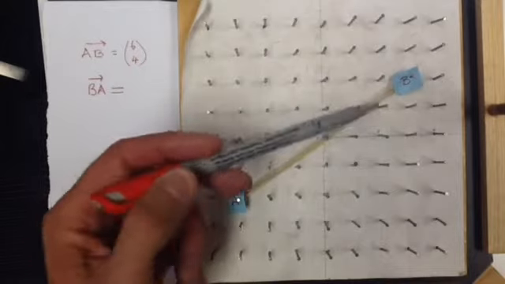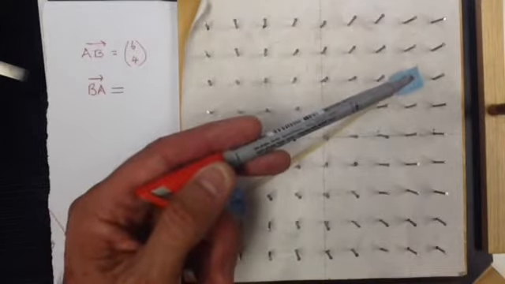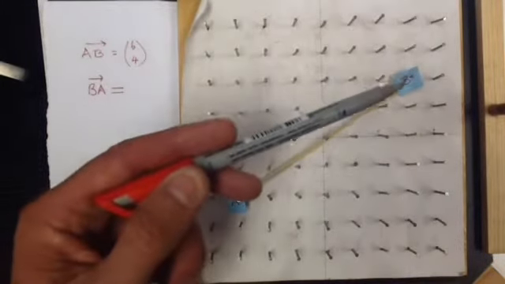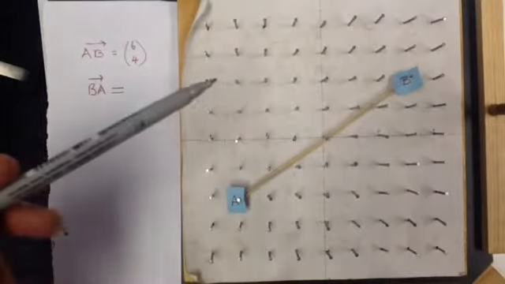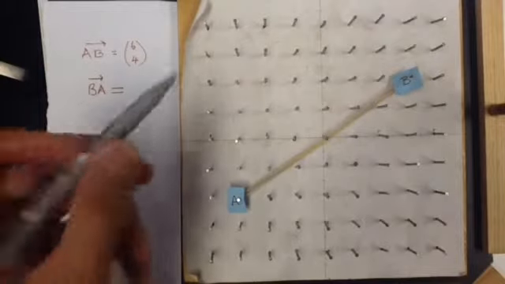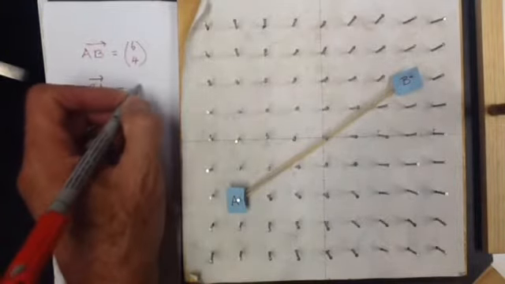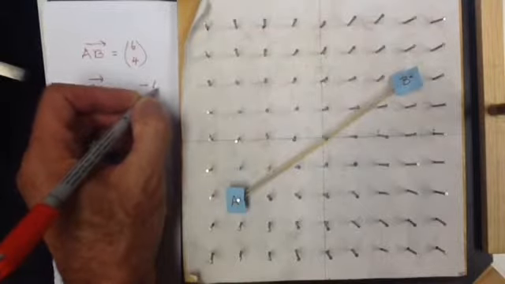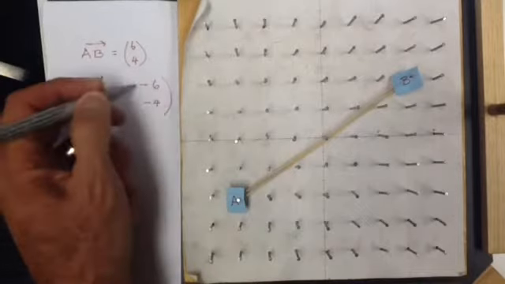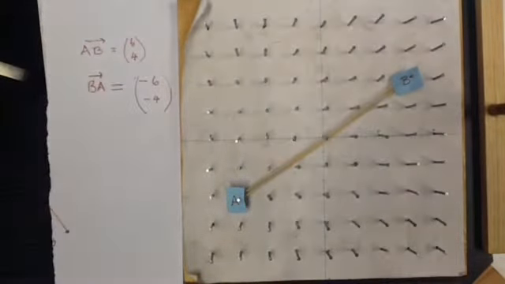Well, it can't be 6, 4 because that'll be 6 to the right. No, we want to go this way. So what we now say is if we're going to go to the left, we'll use a negative number, and if we go down, we'll use a negative number. So BA will be the vector -6, -4. Let's try a few more.